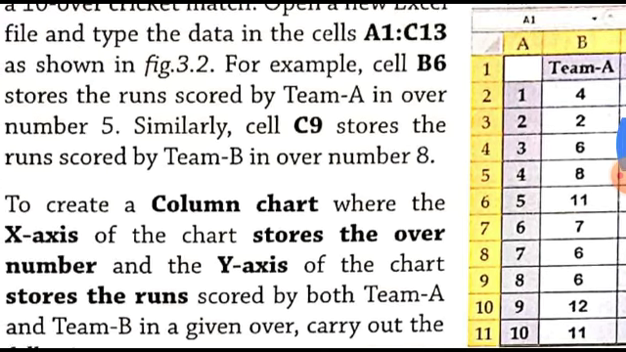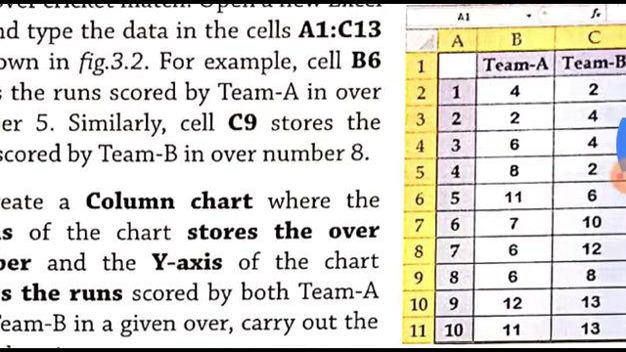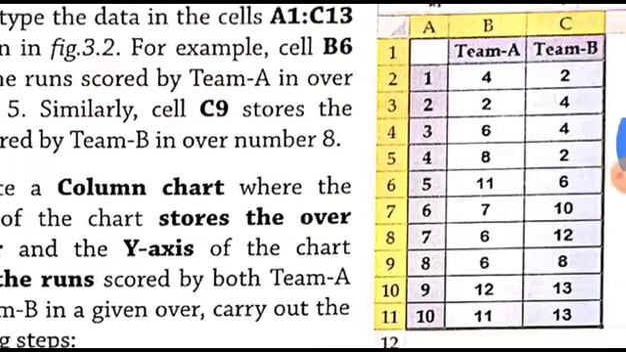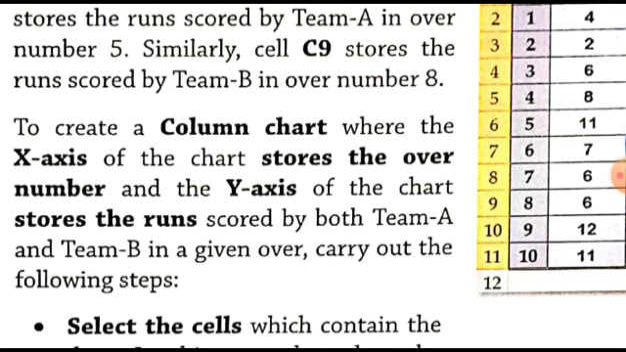For example, cell B6 will store the runs scored by team A in over number 5, and similarly C9 will store the runs scored by team B in over number 8, which is 8 in this case. Now the data is clear to all of you.